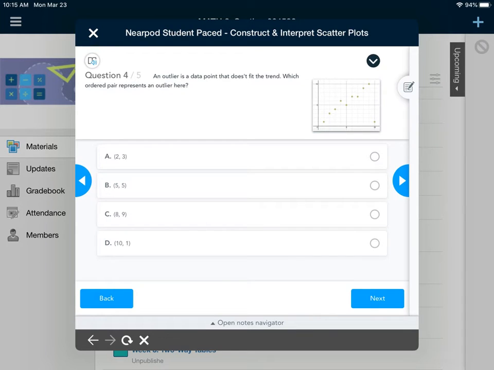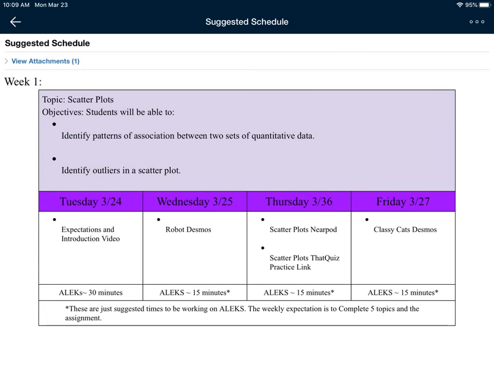Then at the end, there's a little 5-question quiz. So go ahead and try that. Don't panic. Just do your best work. Here's question 4 of 5. It says an outlier is a data point that doesn't fit the trend. Which ordered pair represents the outlier here? So which one doesn't fit the trend? Looking for the point that doesn't fit. Looks like that one over there is off to the side. So that one would be the outlier. It's on the outside of the data. And that looks like it's like 10 ones. That would be this one here. Okay.